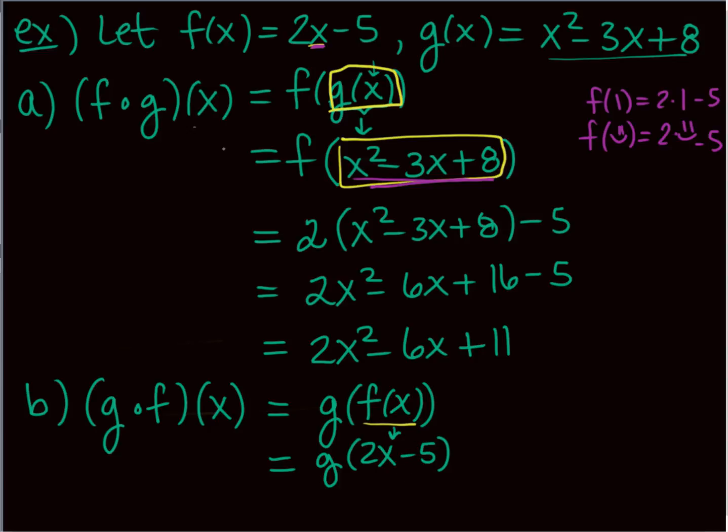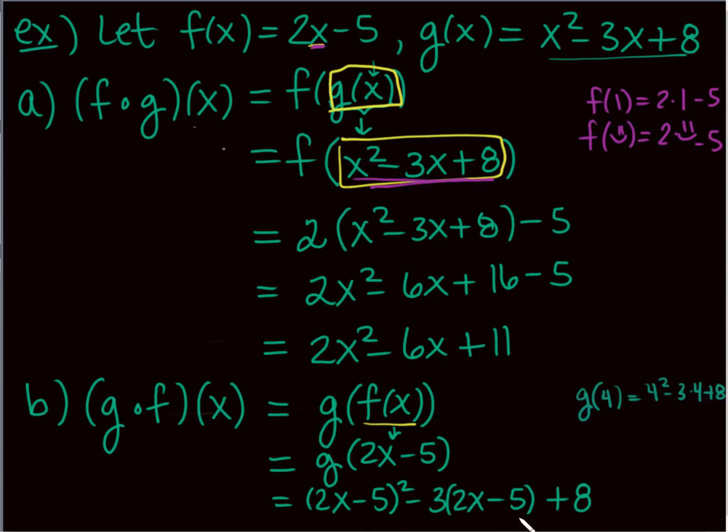Now, again, what does it mean to take g? Like if I asked you to take g of 4, what would you do? You'd come up to g. You would do 4 squared minus 3 times 4 plus 8. We've seen this notation before, guys, when we dealt with function notation. So everywhere I see an x, I'm going to put that 2x minus 5. So I would have 2x minus 5 quantity squared minus 3 times 2x minus 5, plus 8.